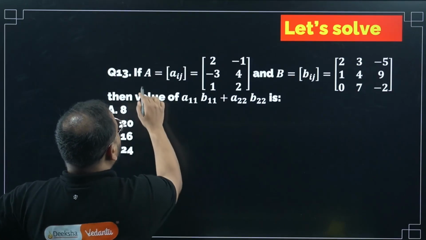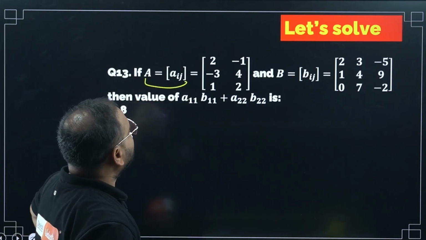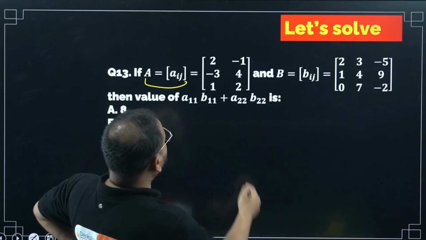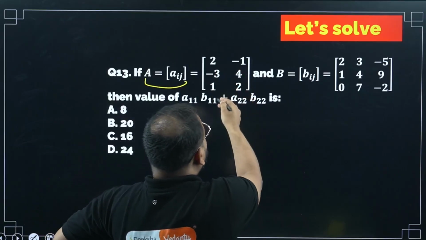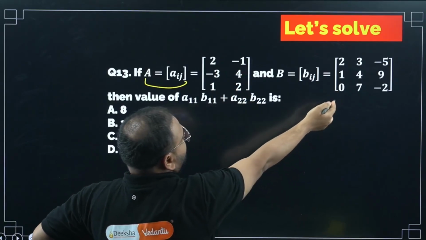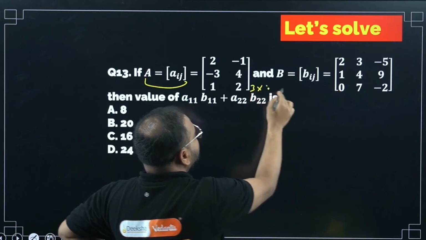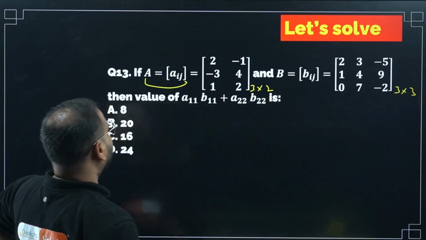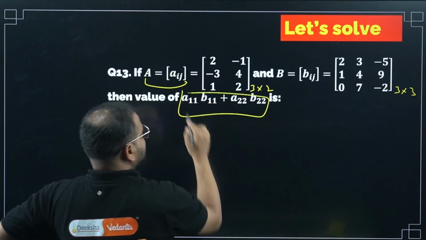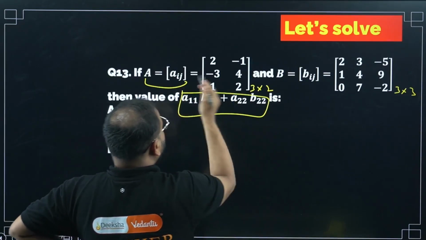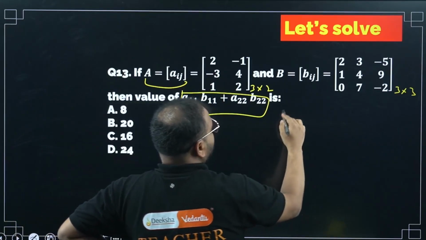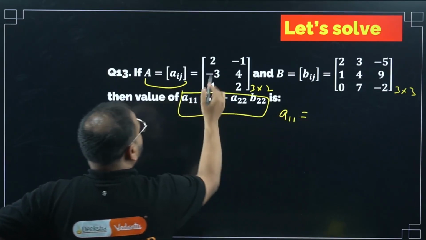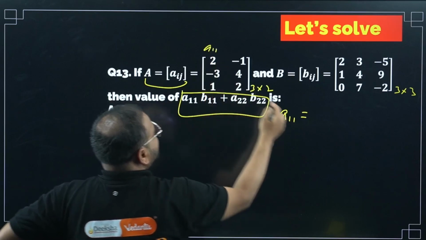So the matrix A is defined as Aij, a 3 cross 2 matrix, right? So 2, minus 1, minus 3, 4, 1, 2. This is a 3 cross 3 matrix. This is a 3 cross 2 matrix. And this is a 3 cross 3 matrix. They are asking you to find the value of this. Simple. This will be A11. Find me the value of A11, please. So A11 is simply this value. How much is that? 2.